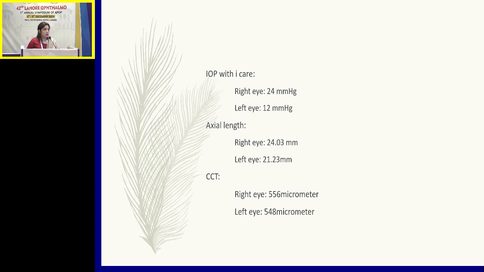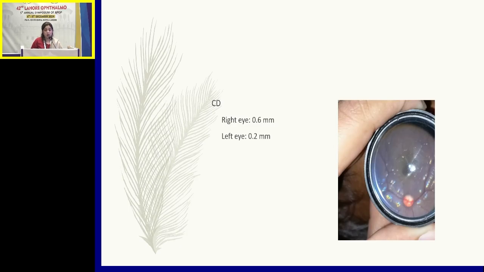So the question raised: all the parameters are pointing towards glaucoma in the right eye, and the left eye is absolutely normal. On fundus examination, the cup to disc ratio was 0.6 in the right eye, and in the left eye it was 0.2.